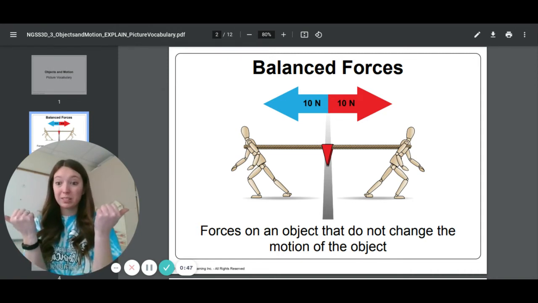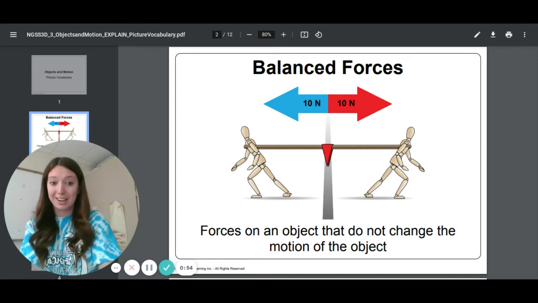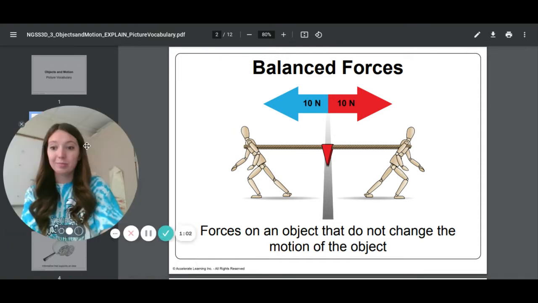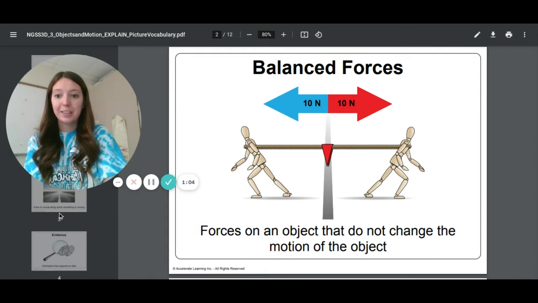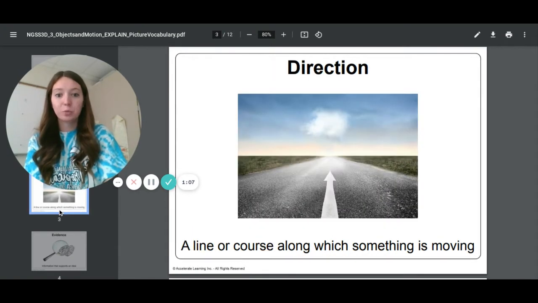Because they're both pulling with that same amount of force, neither one of them is moving. They have a balanced force. There's no motion going on. Balanced forces are going to be a really important topic this unit. Our next word is the word direction.